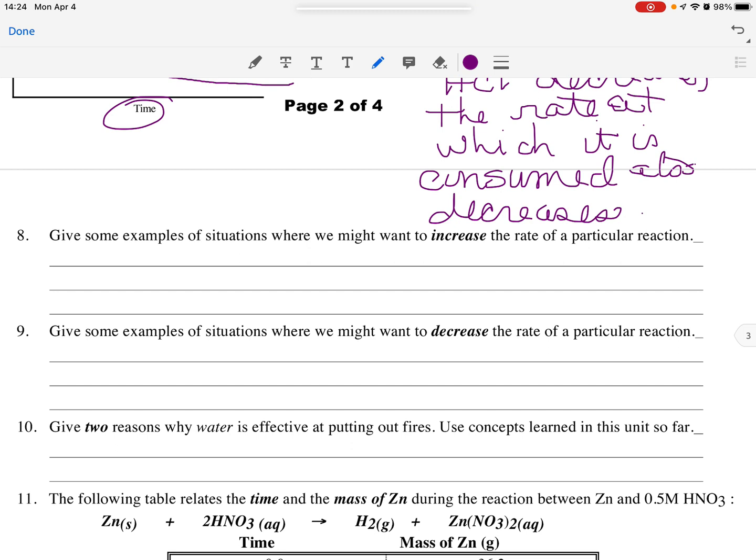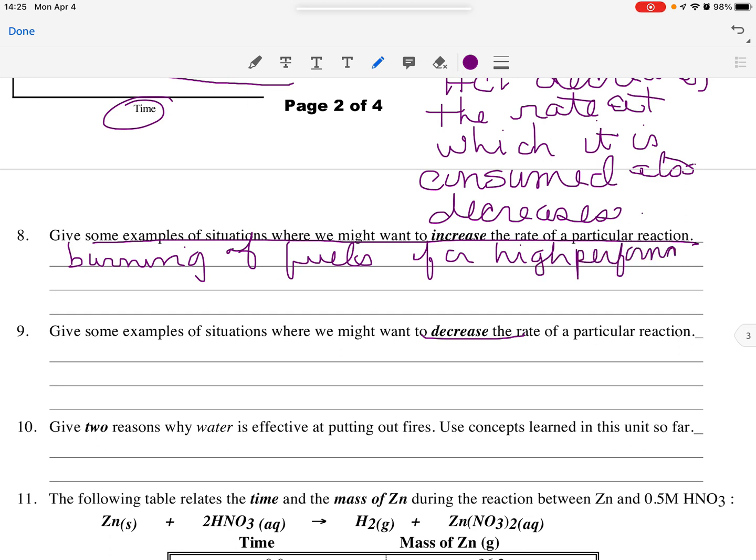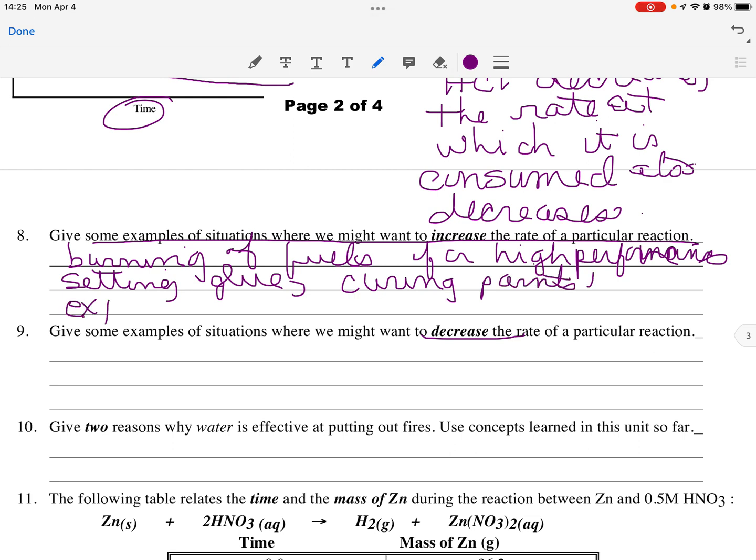Here's an interesting question, and you could stop and discuss this and then come back. Some examples where we might want to increase the rate of a particular reaction, and here's just a few, and these are on my key: burning of fuels for high performance, setting of glue, curing paints, we want paints to dry fast, explosives, cleaners, disinfectants, we want all those things to work quickly.